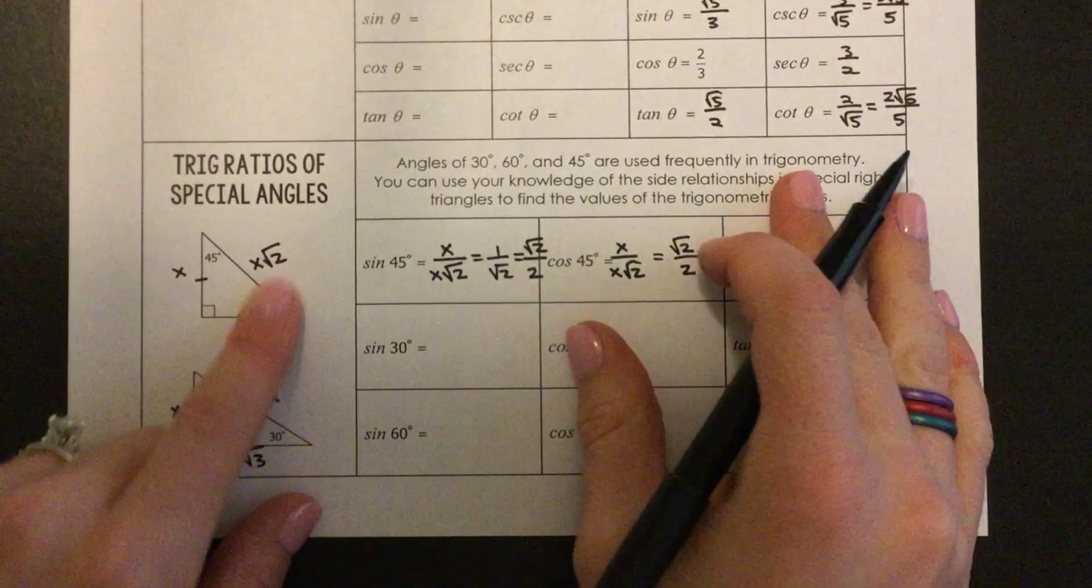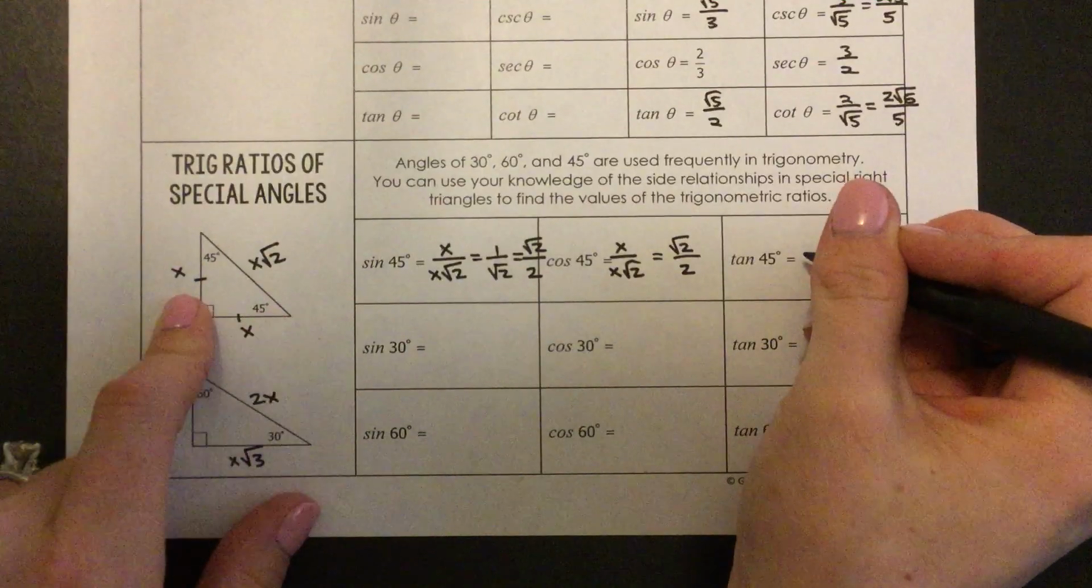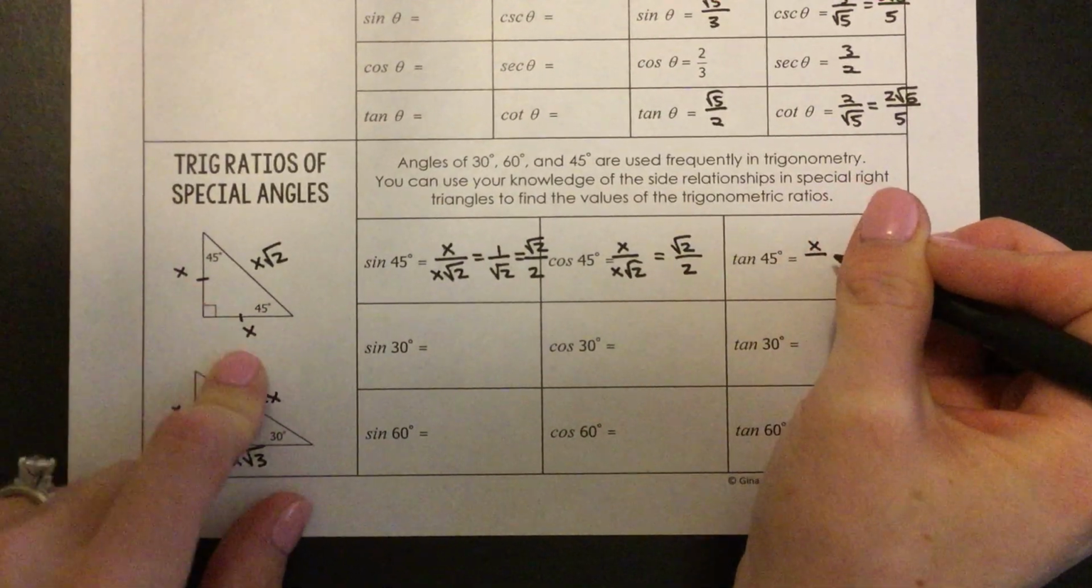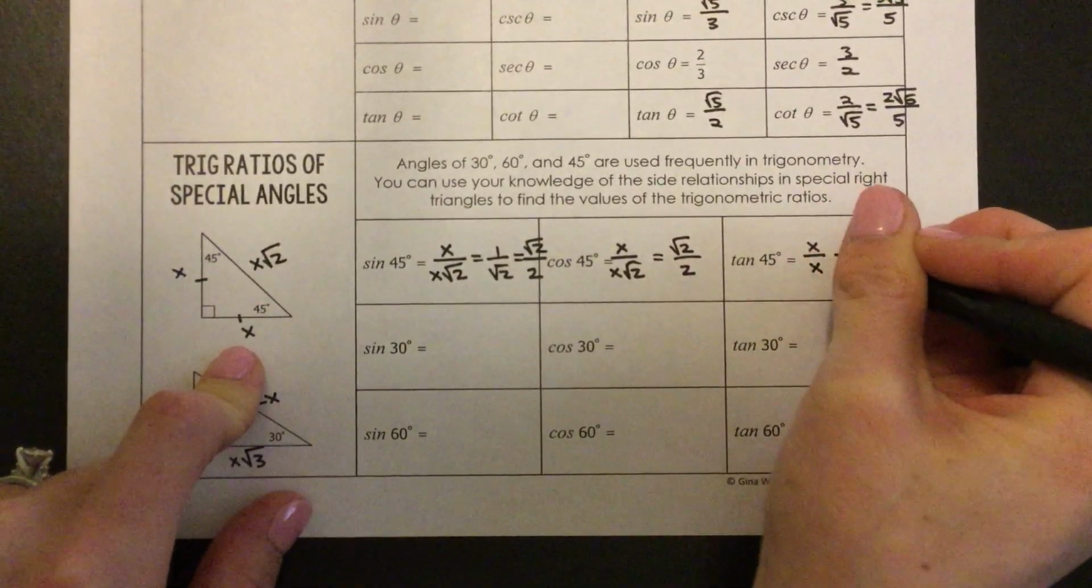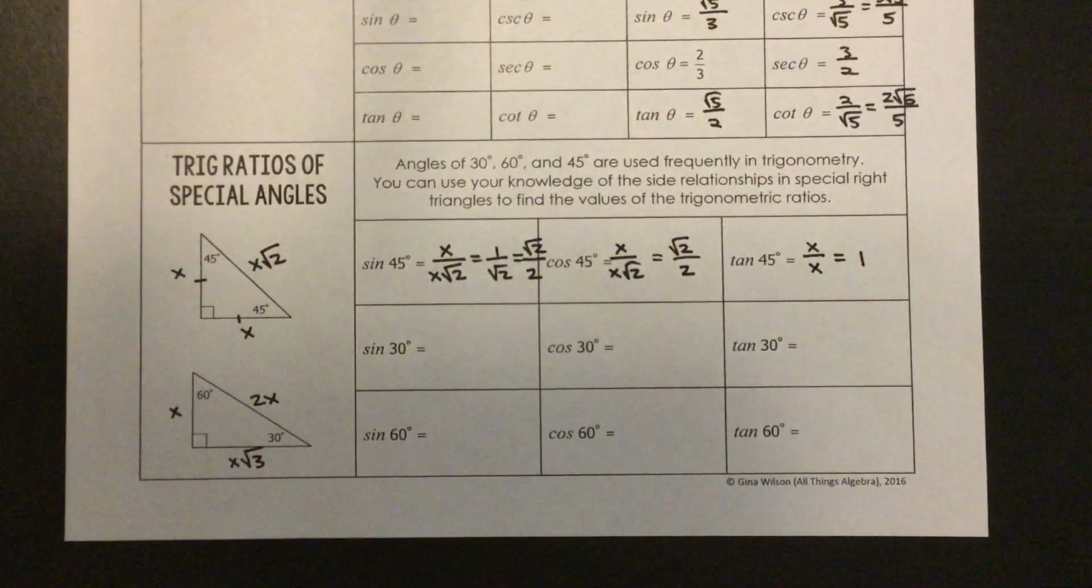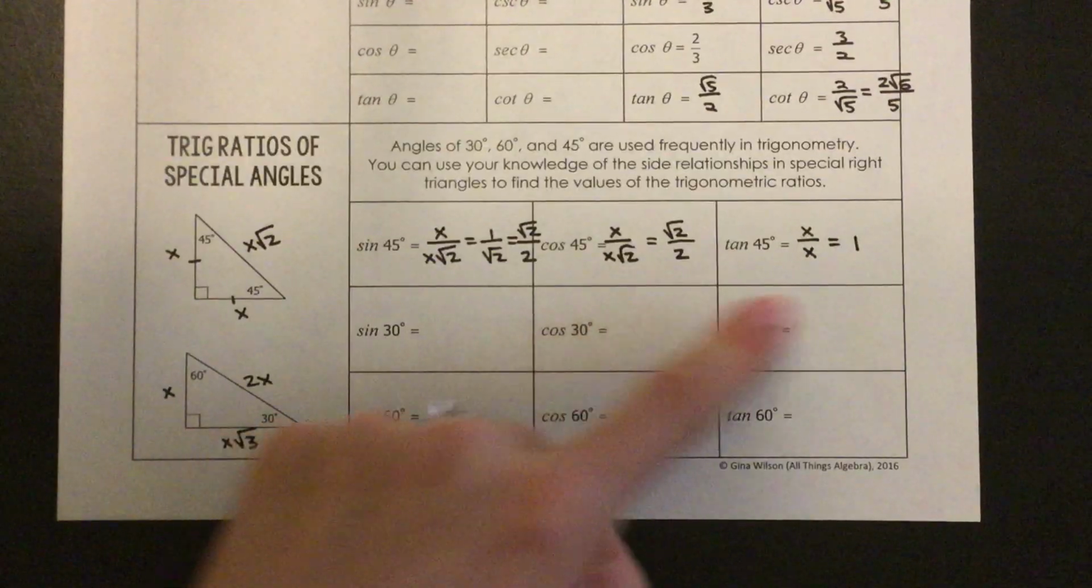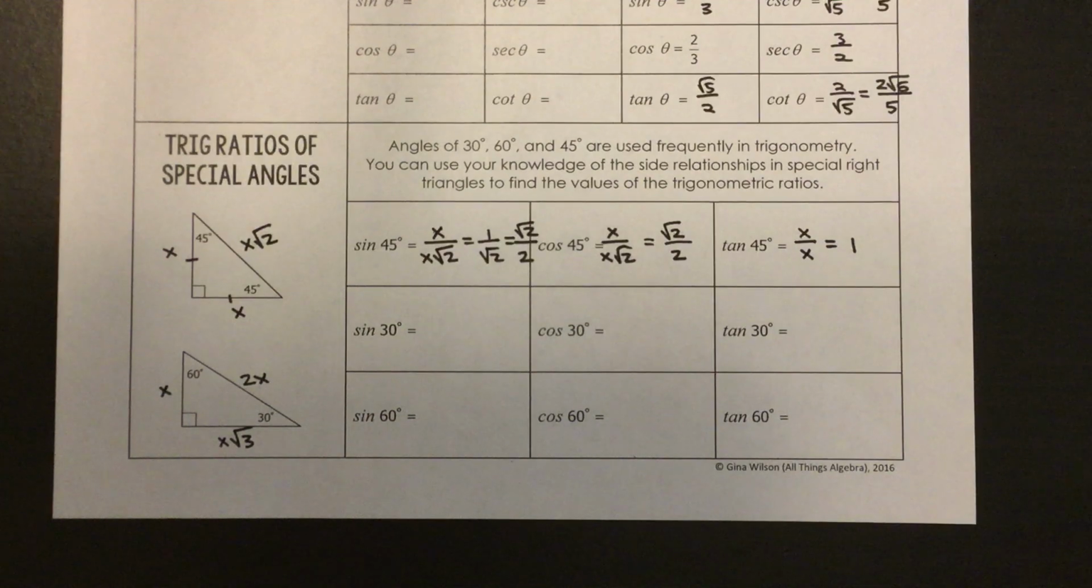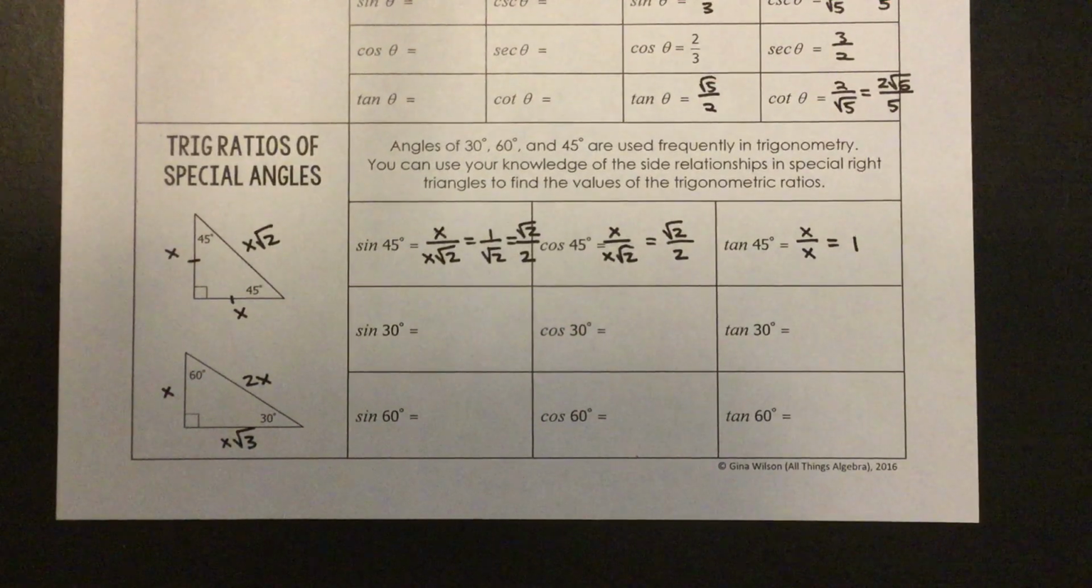Tangent of 45 degrees. This is 45 degrees. Tangent is the opposite over the adjacent. Of course, x over x is just 1. So the tangent of 45 degrees is 1. Notice these end up being actual numerical values. They don't have x's in them anymore.